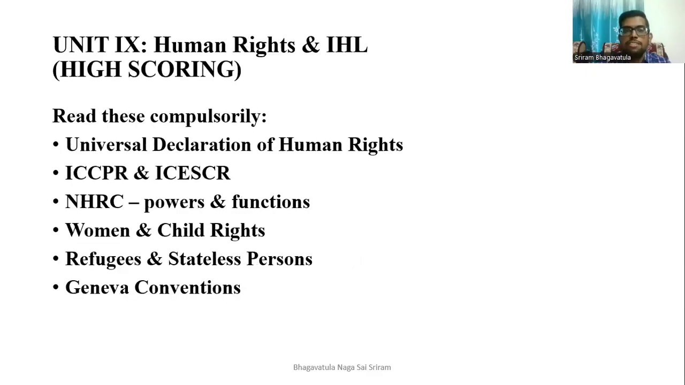This is also a very high scoring unit. Next comes human rights and international humanitarian law. This is also a very high scoring unit, out of which you need to read all these concepts compulsorily. That is the Universal Declaration of Human Rights, UDHR. Next one is ICCPR and ICESCR: the International Covenant on Civil and Political Rights, and the International Covenant on Economic, Social and Cultural Rights.